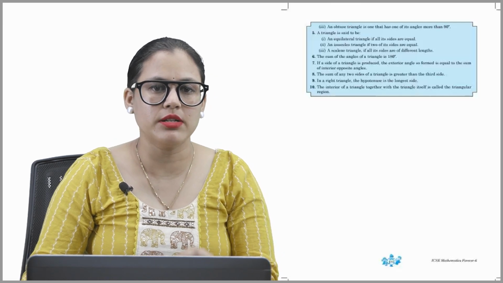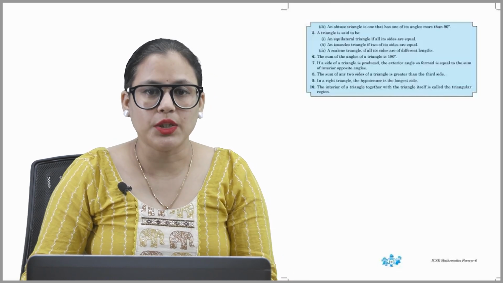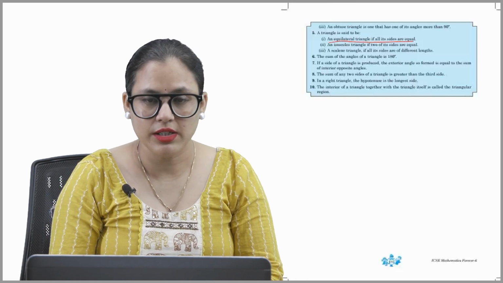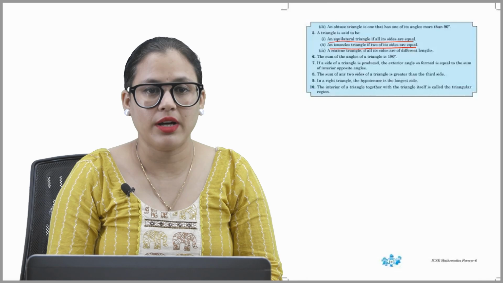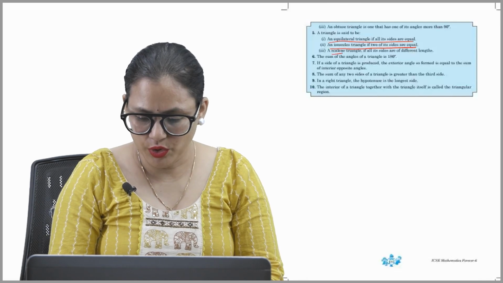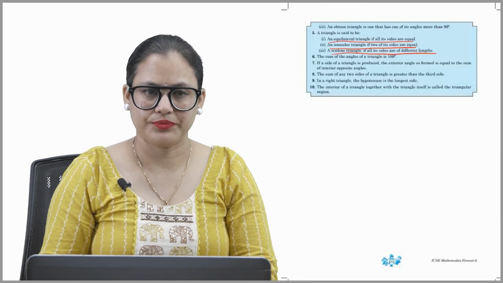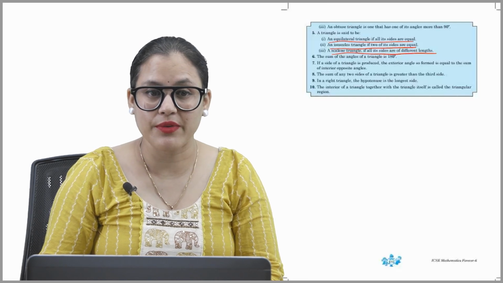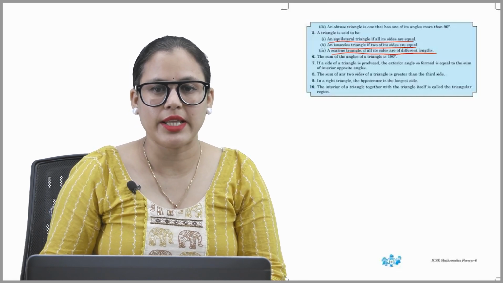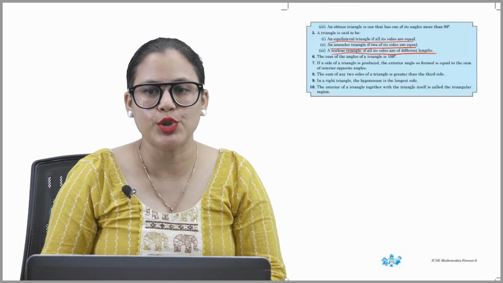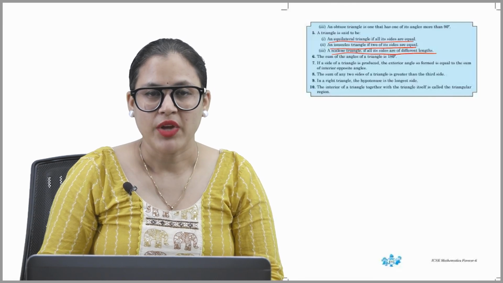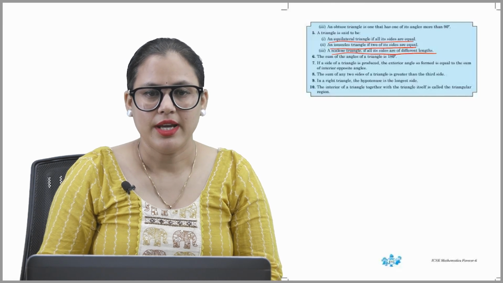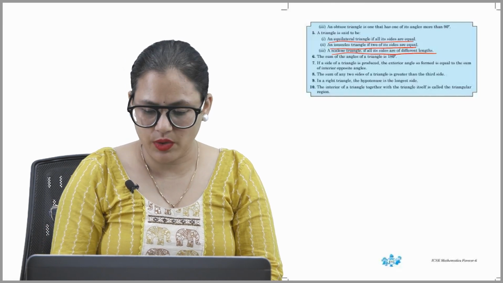Number 5, a triangle is said to be 1, an equilateral triangle if all its sides are equal, 2, an isosceles triangle if two of its sides are equal. Number 3, a scalene triangle if all of its sides are of different lengths. Number 6, the sum of the angles of a triangle is 180 degree. Number 7, if a side of a triangle is produced, the exterior angle so formed is equal to the sum of interior opposite angles. Number 8, the sum of any two sides of a triangle is greater than the third side. Number 9, in a right triangle, the hypotenuse is the longest side.